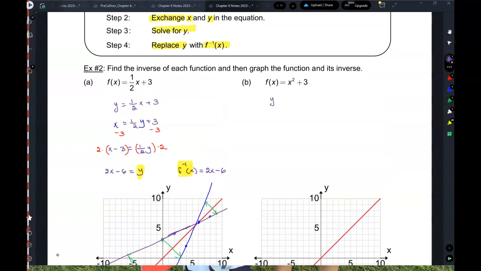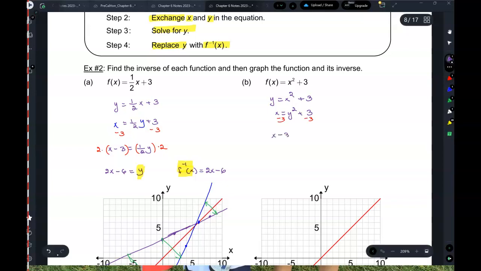So first, rewrite it as y equals x squared plus 3. Now what do we do? Switch: x equals y squared plus 3. Now I need to solve for y. So what do we do? Right? Subtract 3.